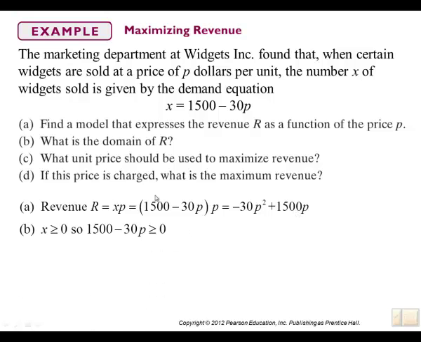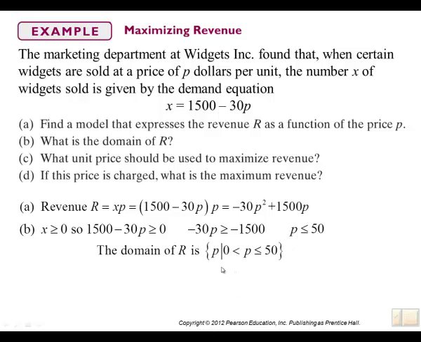Now we want to find the domain. So now we want to find part B, what is the domain? We take the number of widgets equation and set it greater than or equal to 0, and we solve for it. We subtract 1500 from both sides and divide by negative 30, switching the inequality, and we get P, the price, is less than or equal to 50.